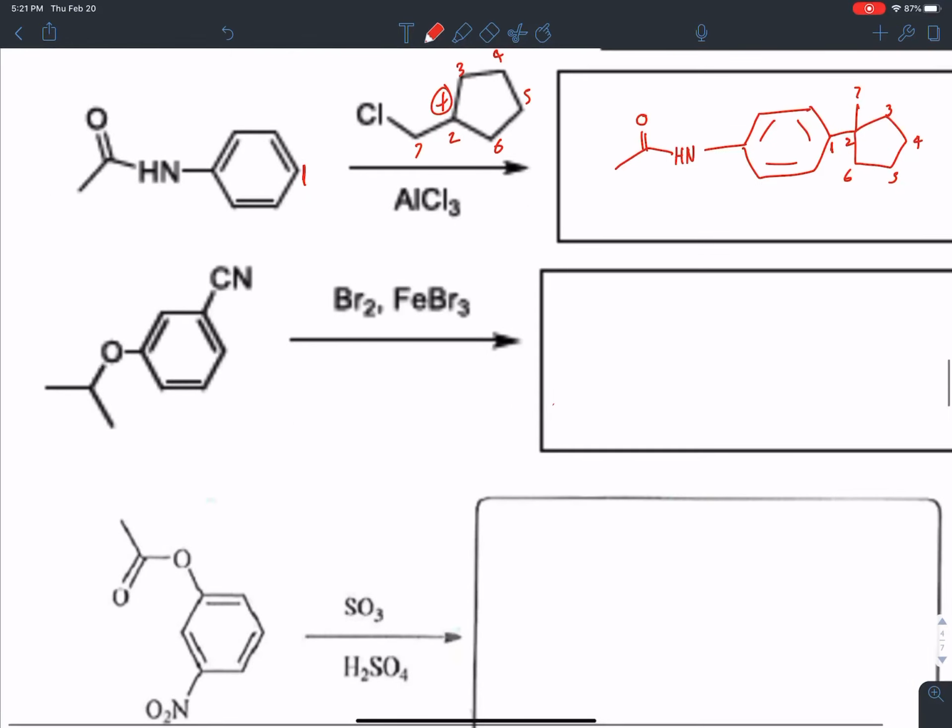Okay, next one. We know CN is electron withdrawing or a deactivator, and oxygen is the donator. So we're going to listen to this guy, and the next thing should go right here. This is the hindered form of OH, so it's only going to go once. So the answer would be to go in that spot. Let me make this better. You have O, this, CN. The next thing would go right there.